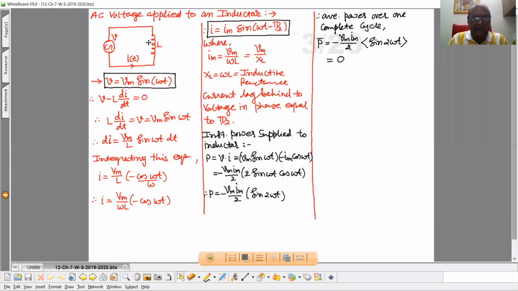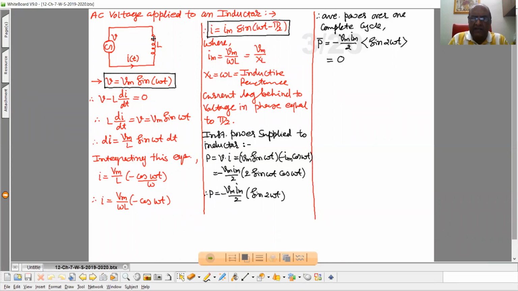Now see, AC voltage applied to an inductor. Prepare the circuit as shown in the figure. AC voltage is connected to the inductor. At a particular instant, the current in the circuit is I at time t. Now, suppose the supply voltage is V equal to Vm sine omega t.